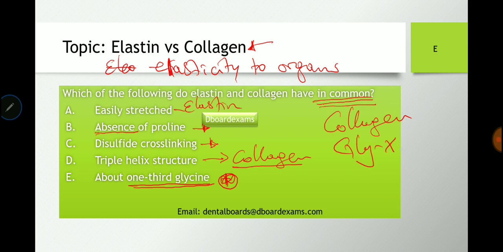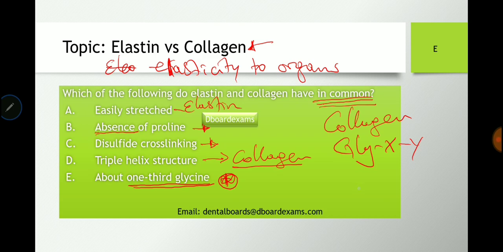Okay, and then you have X and Y, where the X is proline and the Y can be lysine. All right.